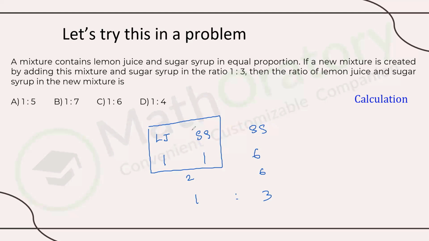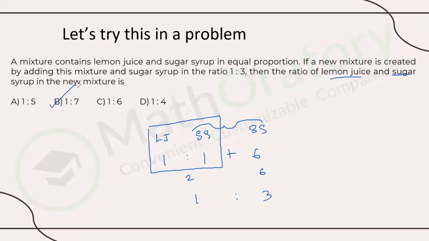So in the final one, I should have a total of 7 liters of sugar syrup and 1 liter of lemon juice. And that is precisely what we are looking for. The ratio of lemon juice and sugar syrup, which should be 1:7. It's as simple as that.